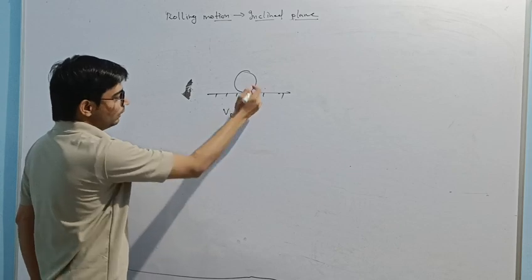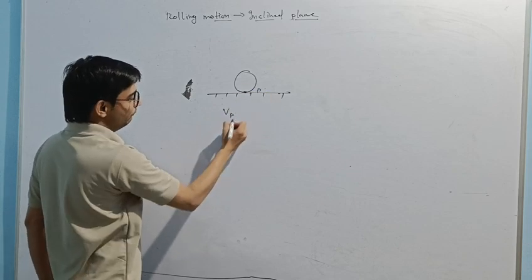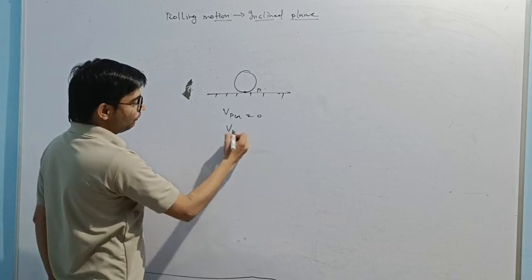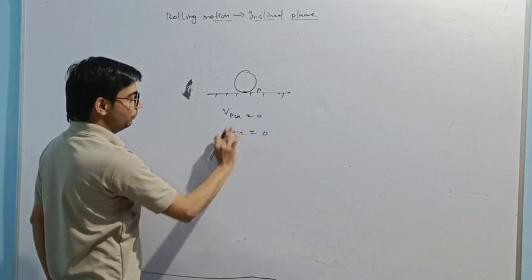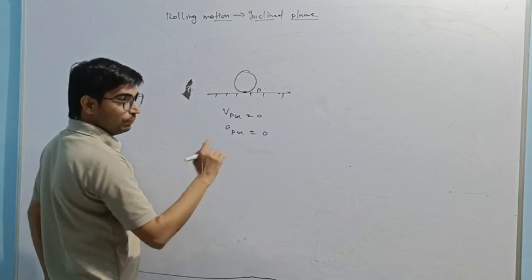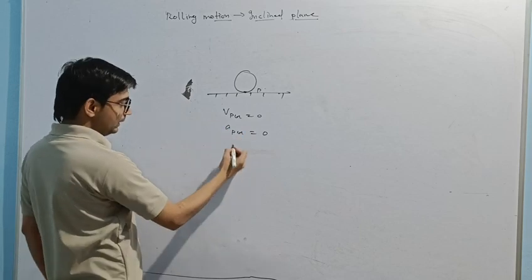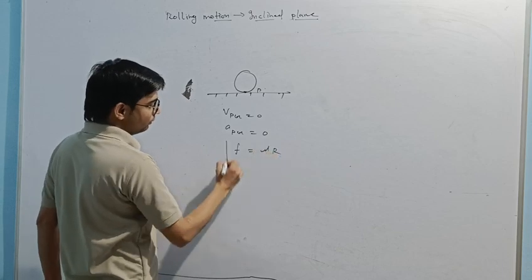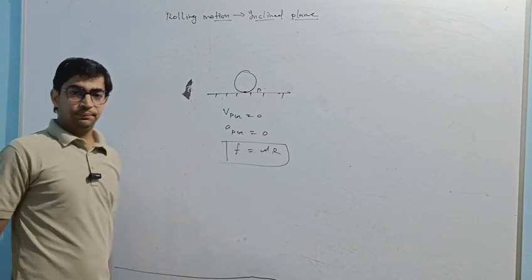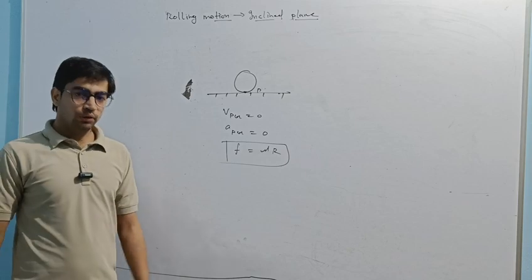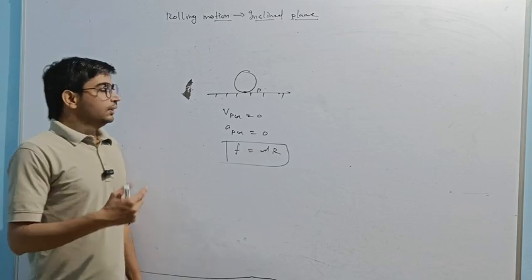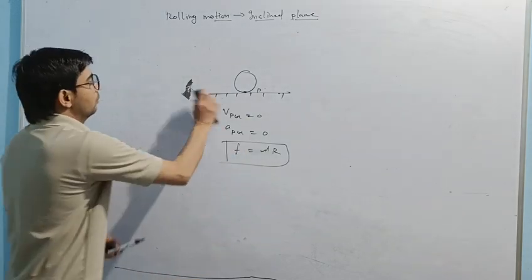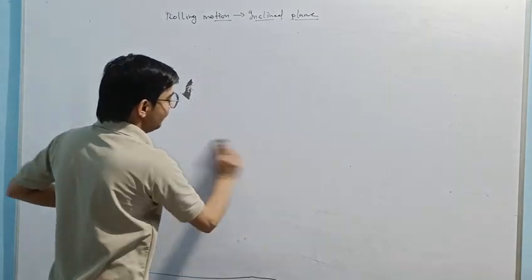velocity at this point, let's say P point, with respect to ground is equal to zero. Acceleration at this P point with respect to ground is zero. And should be rough surface means it is offering some frictional force F is equal to mu into R. These are the conditions for rolling motion, right? So now start the topic: rolling motion over an inclined plane.